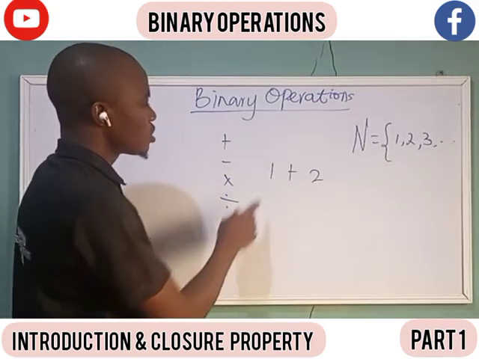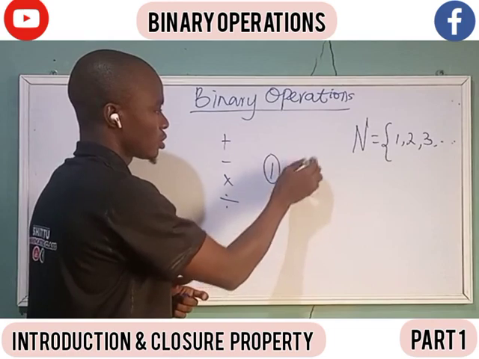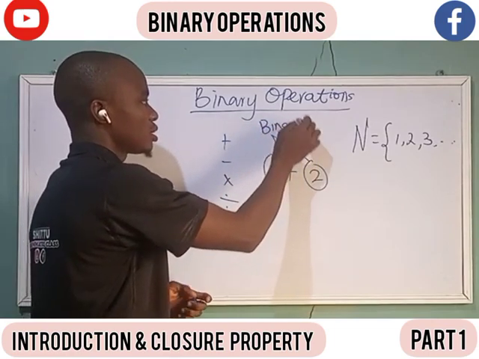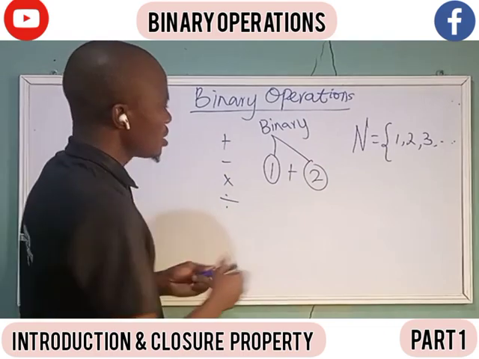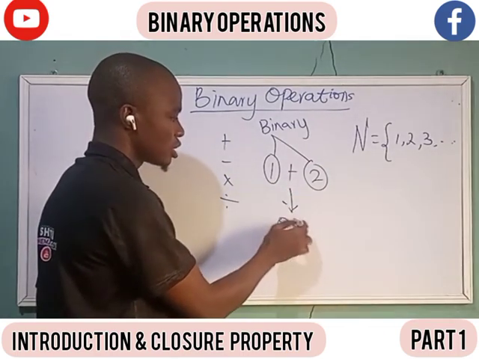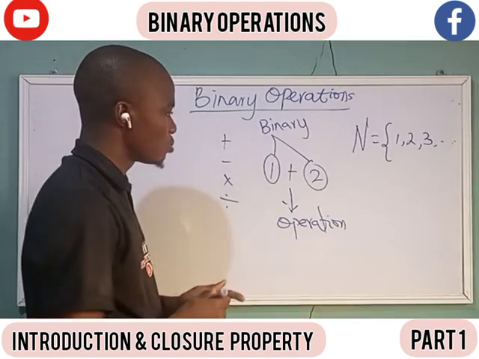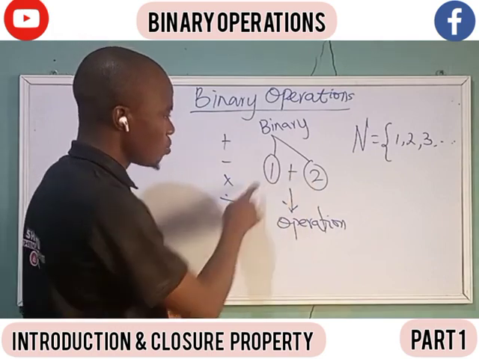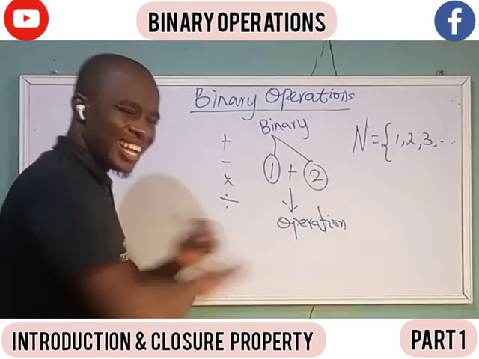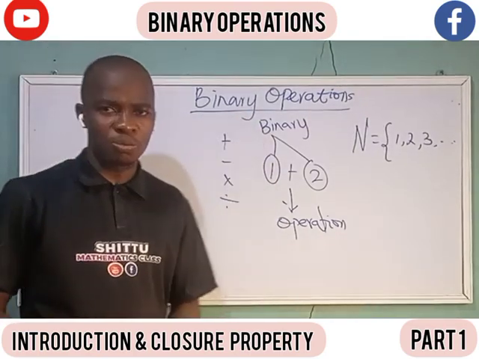Picking these two, that is the binary, because we pick two. Then this is the operation, the addition. This is the operation, the rule we use to combine 1 and 2 together, which is addition. That's the introduction about binary operations.